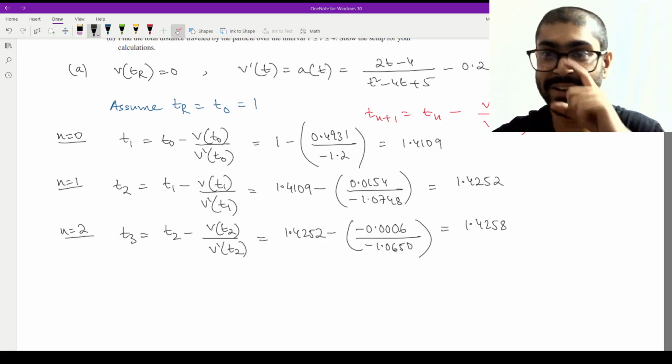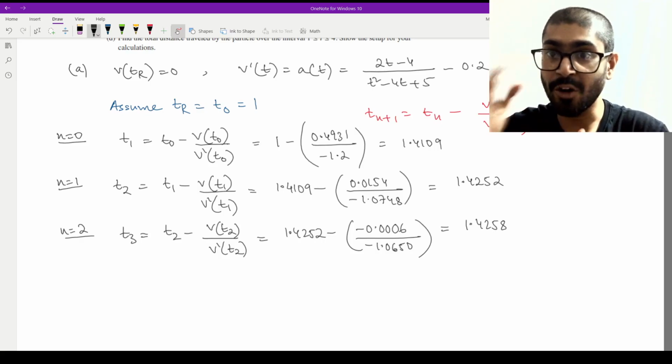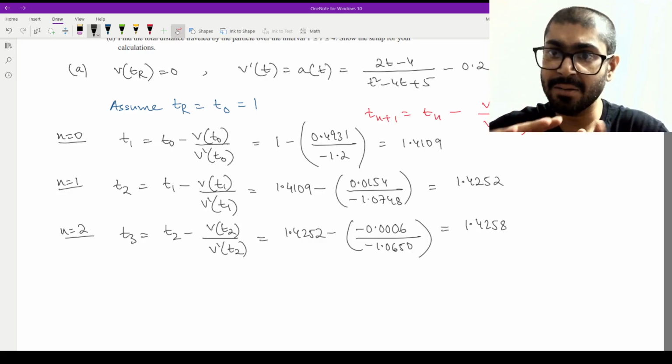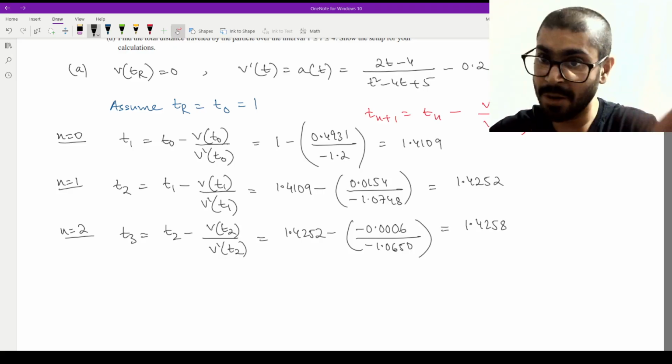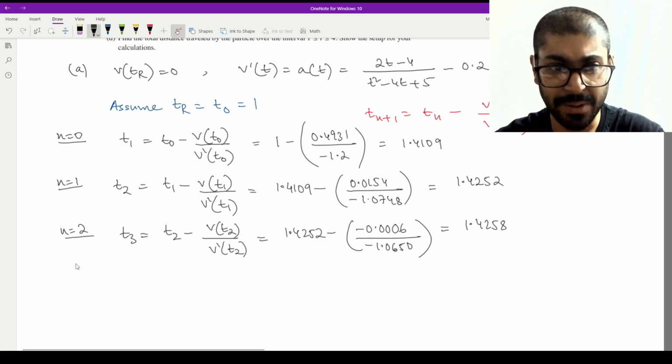Already you can see we have reached quite a high level of accuracy, because from T2 to T3 the only change that occurred was in the last decimal place. Now that will get eliminated anyway when we round off, right? So I'll stop my iterations here. If you want, you can check one more iteration by yourself, but for the exam purposes this is enough.